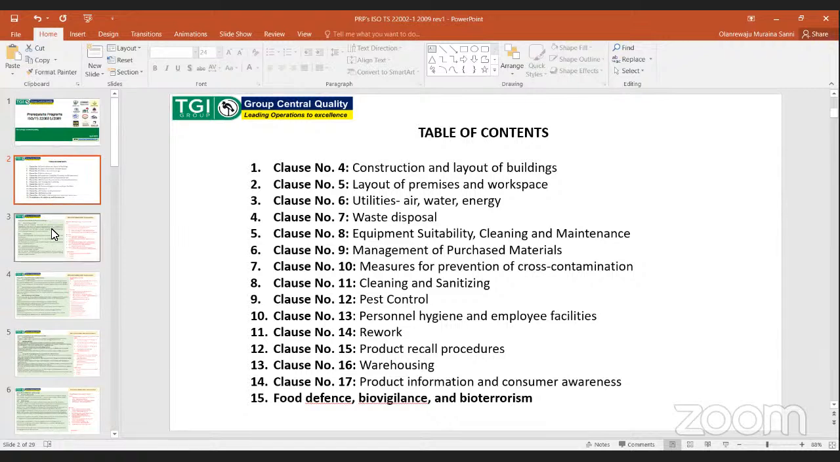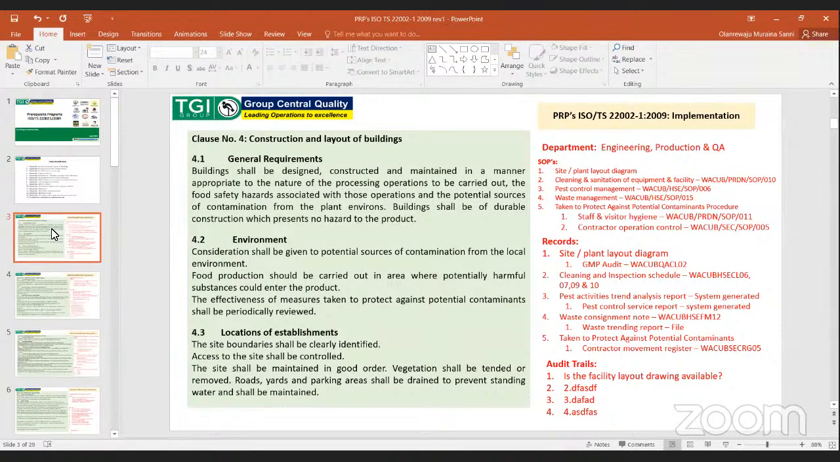So I will be taking the slides one by one. I will make it as fast as possible. For clause 4, there are what we call subclauses. Under clause 4.1, we have the general requirement, which is talking about the building design being constructed and maintained in a manner that is appropriate for the processing operation.